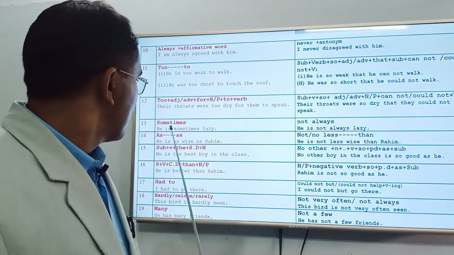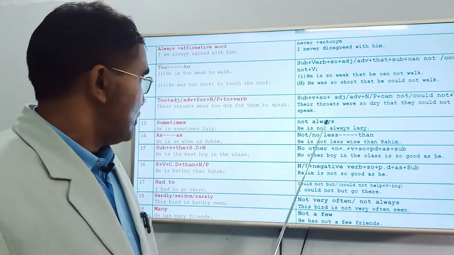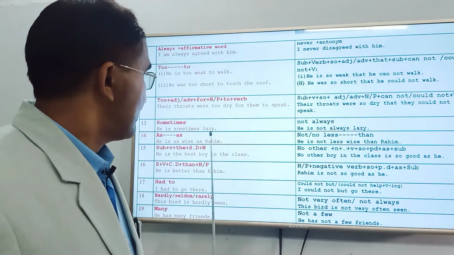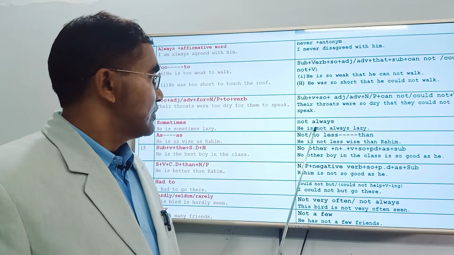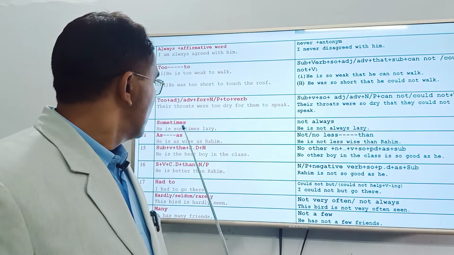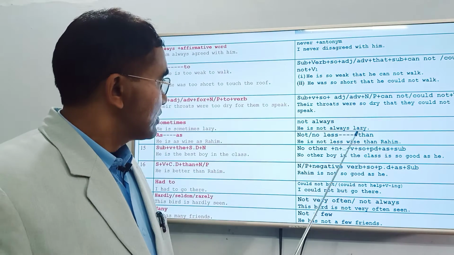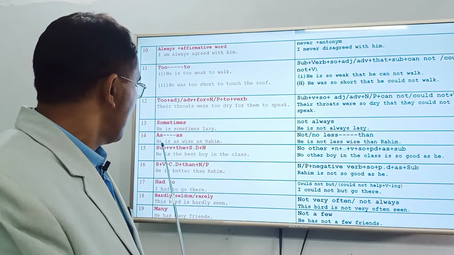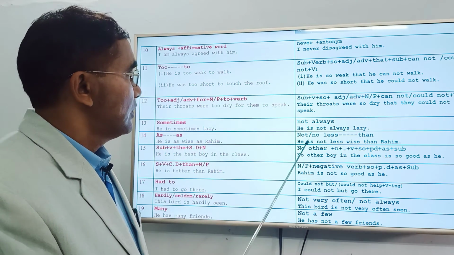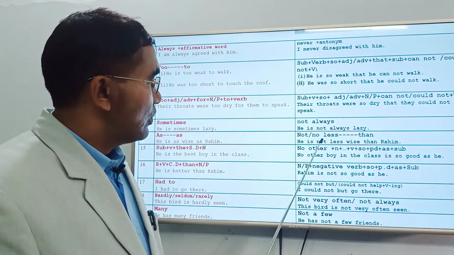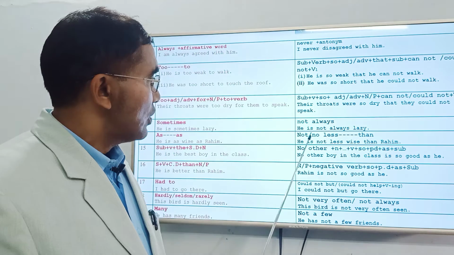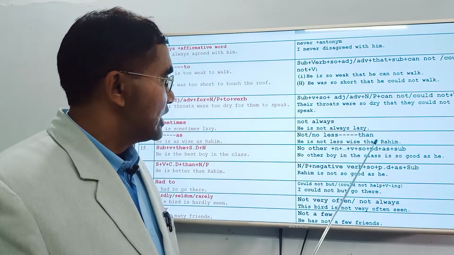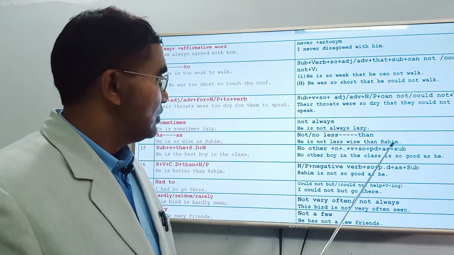Next one, sometimes, not always. The negative form will be not always. He is sometimes lazy. The negative form of the affirmative sentence will be he is not always lazy. Then as plus adjective plus as. He is as wise as Rahman. In negative form we will use not less than. For example, he is not less wise than Rahman.